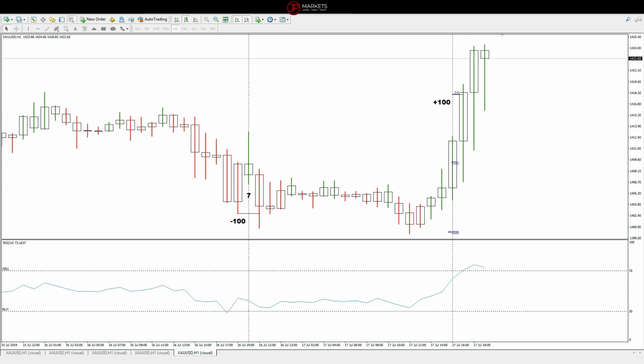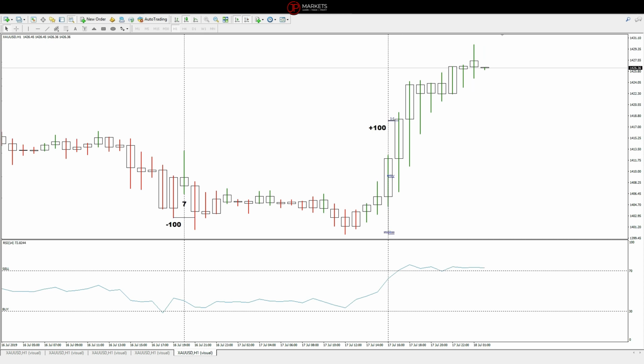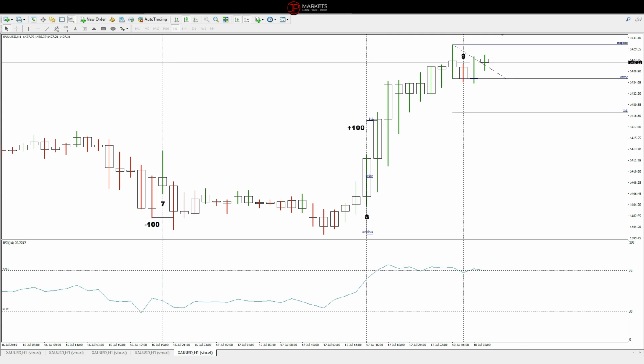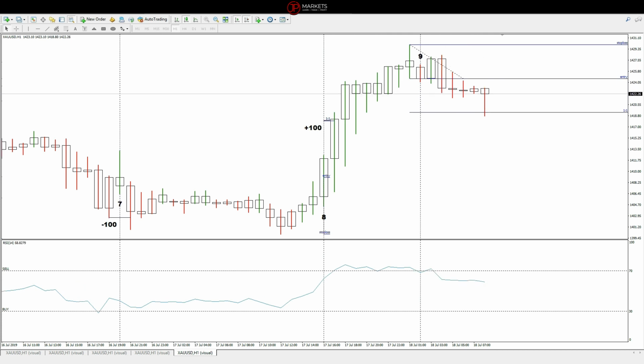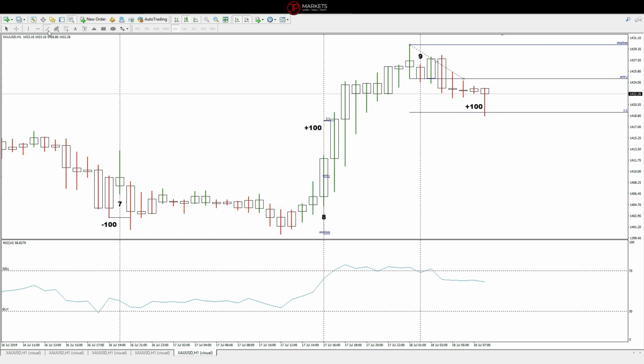Getting ready for trade number 9 because we're in the sell area. There we go. Trade number 9. Sell trade. Looking good. There we go. Take profit on trade number 9. Another $100 home there. So let's take the last trade, trade number 10.